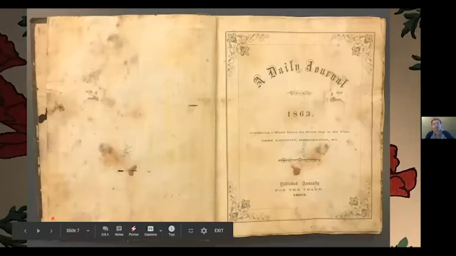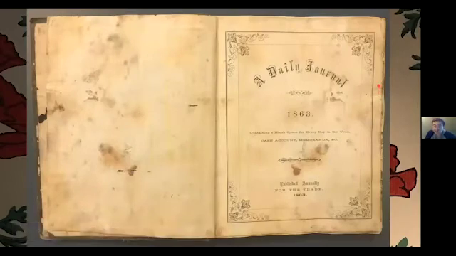All right. Now, a diary. You can see that it's also called a daily journal. Now, looking at this, it might be easy, might not. What year do you think Margaret Gray Evans was writing in this diary?